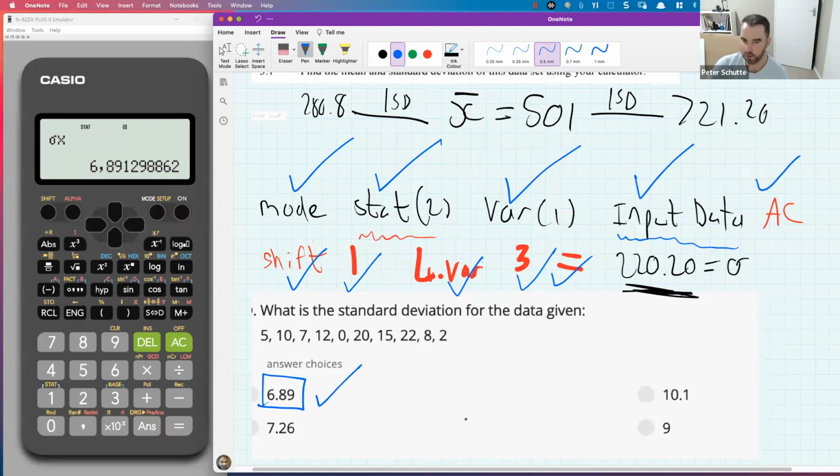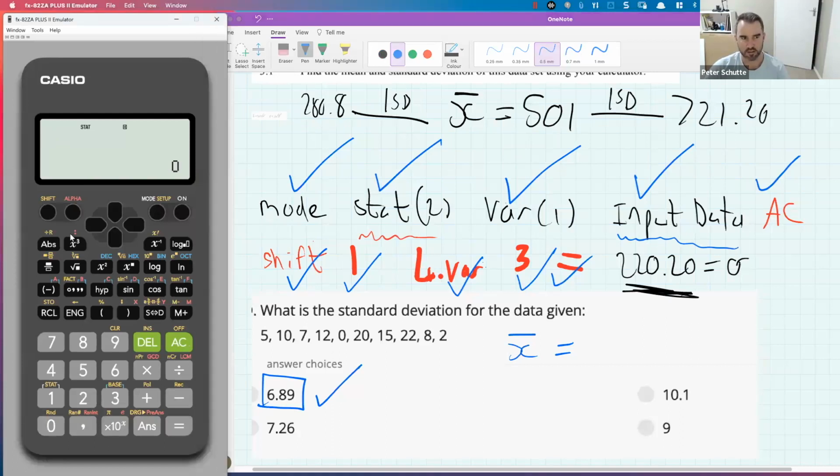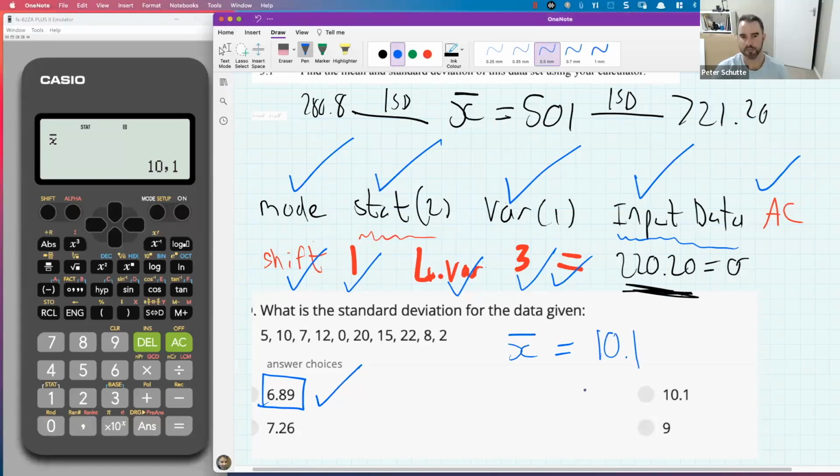Now, as a bonus question, I want you to find me the mean for this data set. And I don't want you to do it by adding everything up and dividing. I want you to use the calculator function that I just showed you. And you start by going AC, Shift 1. And then what do you think I have to do next? To go find the mean, I have to hit 4. But now I can't hit 3 anymore. I'm going to hit 2. And I go equals, and the mean should be 10.1. Okay.